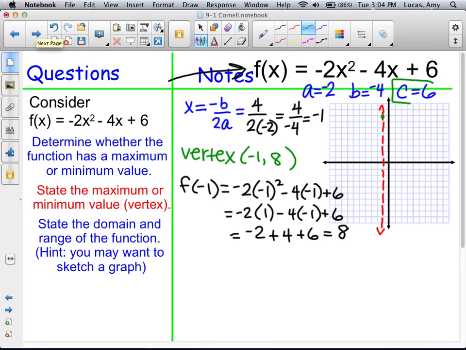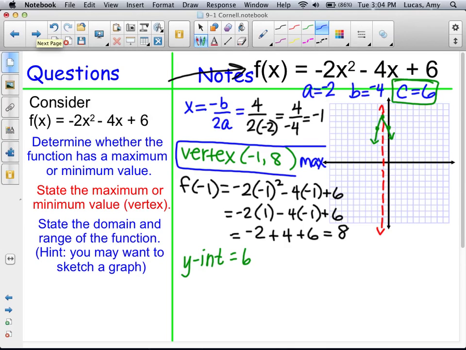Then I can graph my y-intercept. C is my y-intercept. So my y-intercept equals 6. So on the y-axis, I'm going to go up 6 from the origin and plot my y-intercept. Then I have to balance it on the other side of my symmetry line so that I've got 3 points and I can graph my quadratic. Now, looking at that quadratic, my vertex is a maximum. It's the highest point on the graph. So I've answered 2 of my questions right here, found that it's a maximum, and found the value.